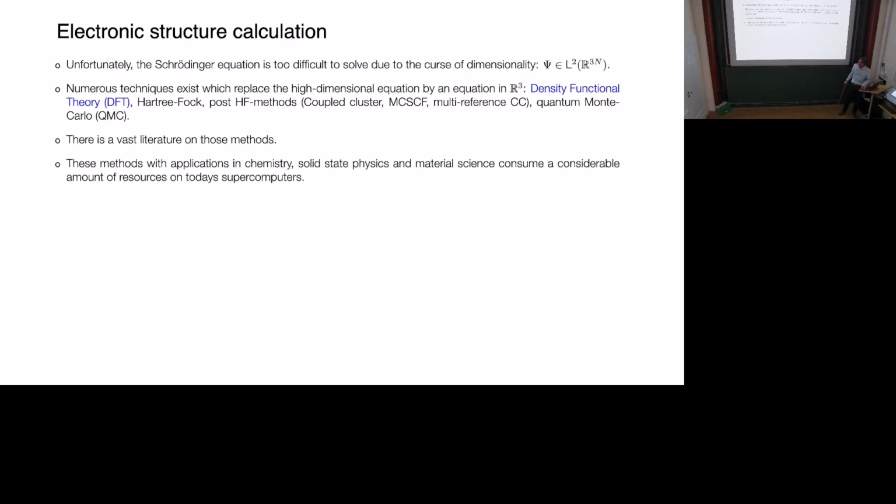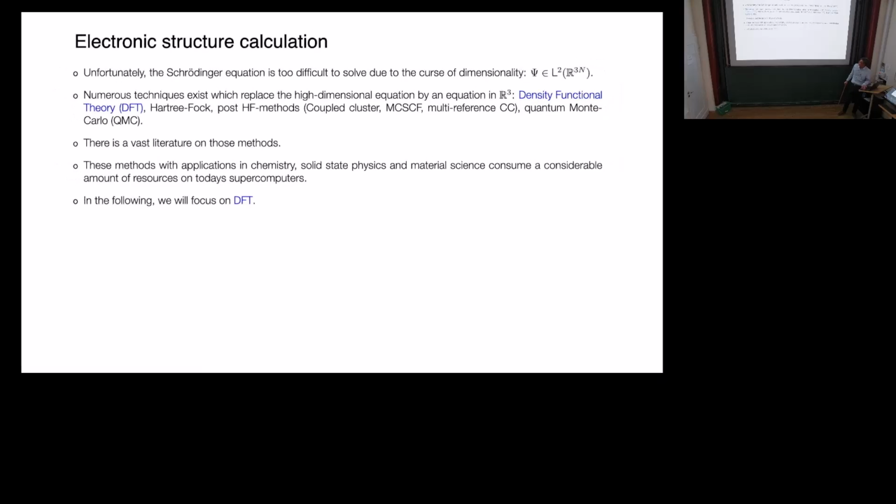Unfortunately, the Schrödinger equation is too difficult to solve. There are very few ansatz that try to tackle this high-dimensional object here. There are different ways to deal with this. One is density functional theory, but there is also post-Hartree-Fock, quantum Monte Carlo. There's a full zoo of different methods. I'm going to focus in the following part on DFT. DFT is a good compromise between accuracy and computational efficiency. So we will focus on DFT.